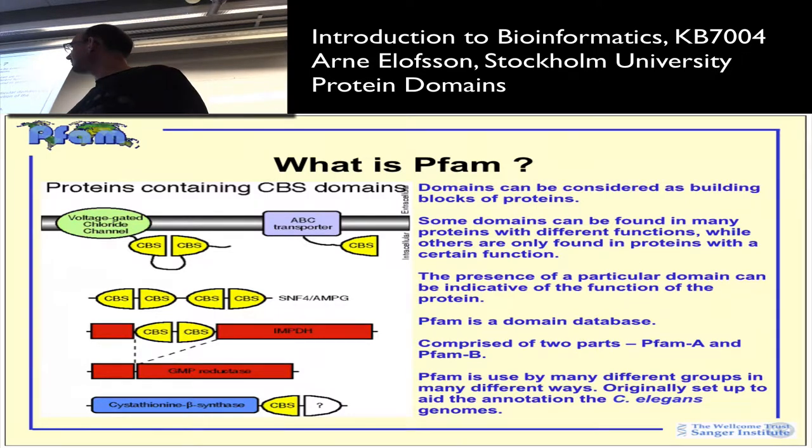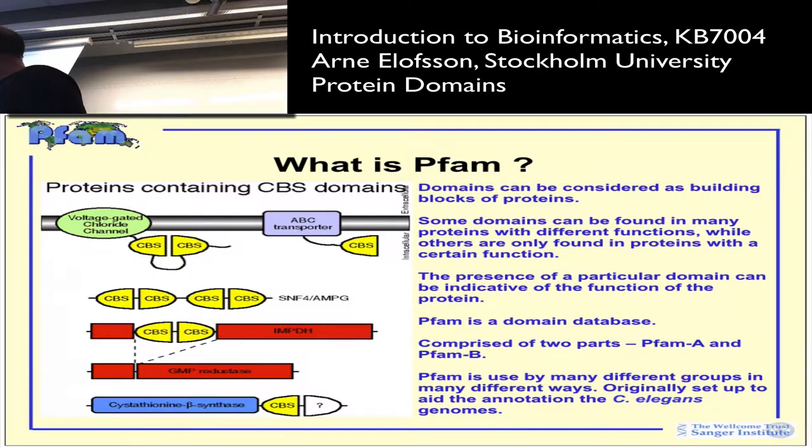So the idea is, of course, that you have proteins that look like this. You have, for instance, voltage-gated chloride channels and ABC transporters that are different, but they all have this CBS domain, whatever that is. The CBS domain exists in these, but it also exists alone, just a combination of these. It also exists with some IMP dehydrogenase, which exists without it also, and then also with cysteine B synthetase. So this domain here, CBS, can be combined in many different ways. This is a typical example of a multi-domain protein.